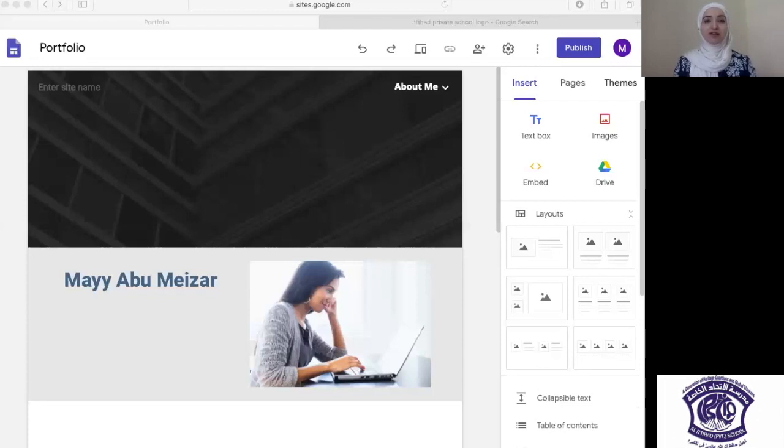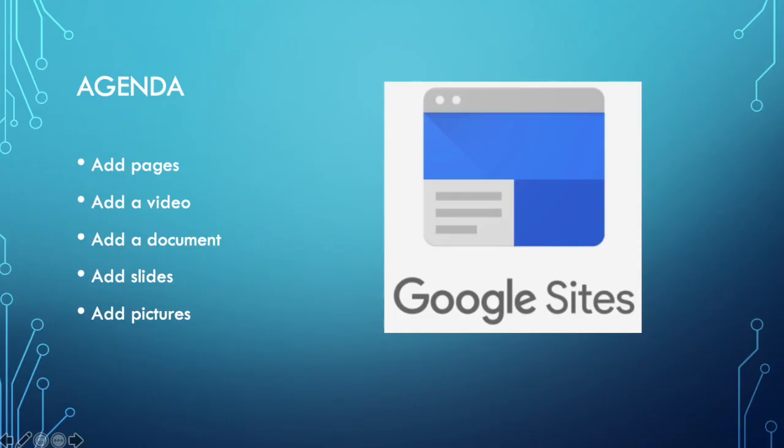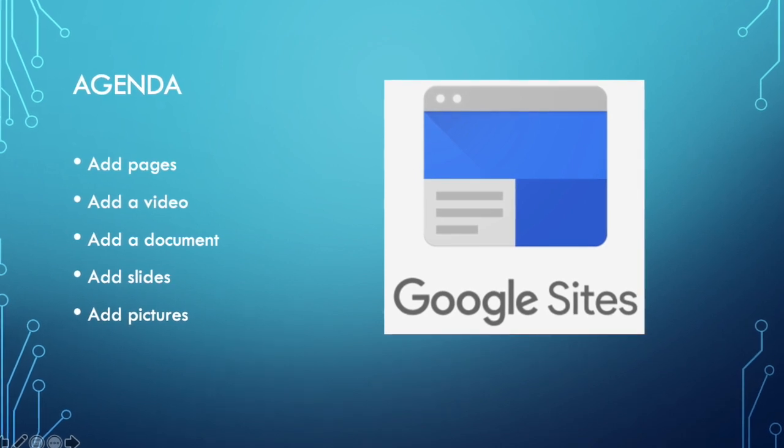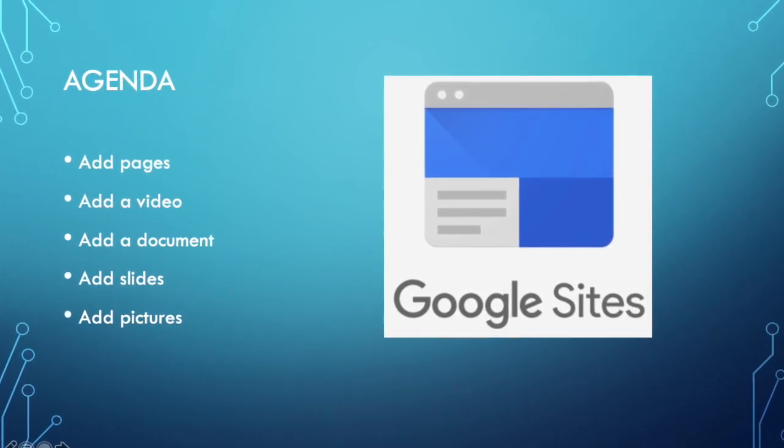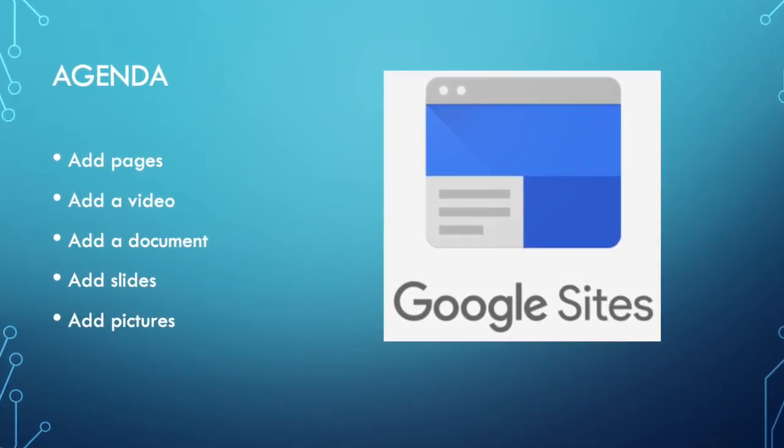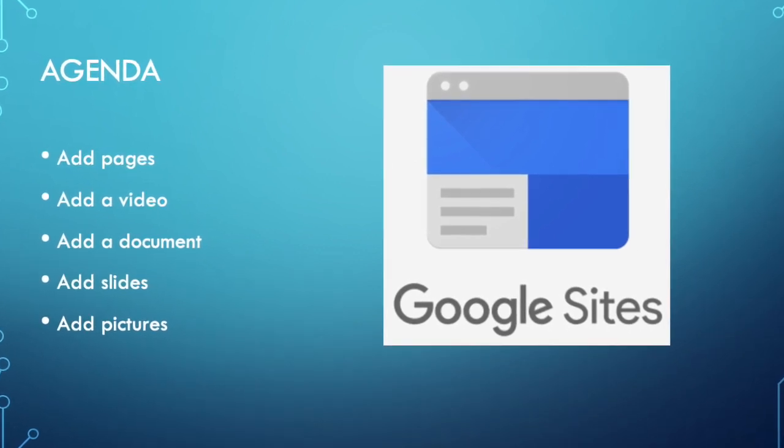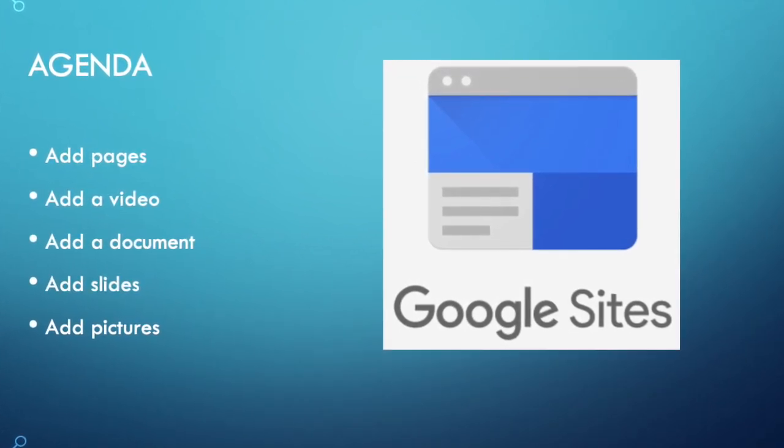I'm going to go through the steps one by one in Google Sites to show you how simple it is to create your own e-portfolio to show all the great work you have done throughout the whole year. So let's get started. In this video, I'm going to show you how to add pages, how to add a video, how to add a document, adding slides, and adding pictures to your Google pages.